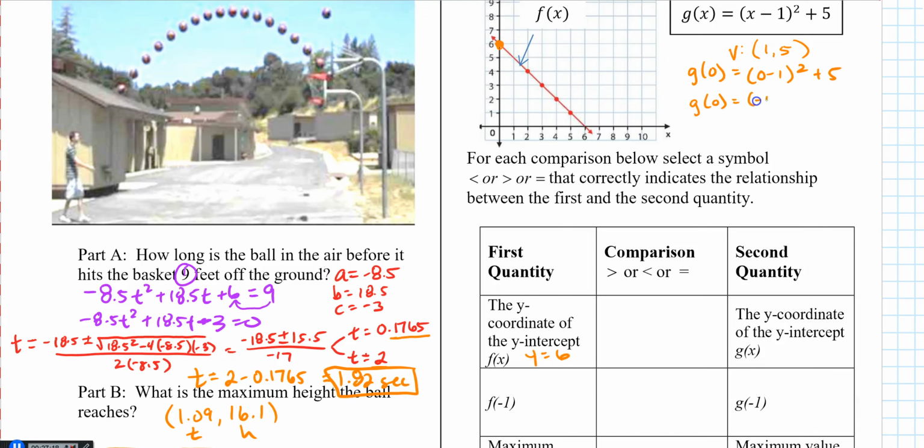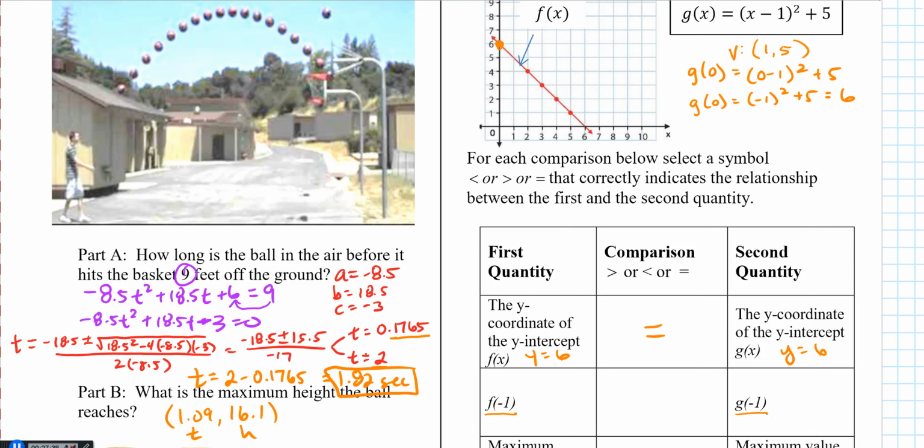So we're going to get negative 1 squared plus 5, which gives me 1 plus 5, which is 6. So it's y equals 6 and y equals 6. Those two are equal. Now we're going to do the same thing, this time for f of negative 1 and g of negative 1.